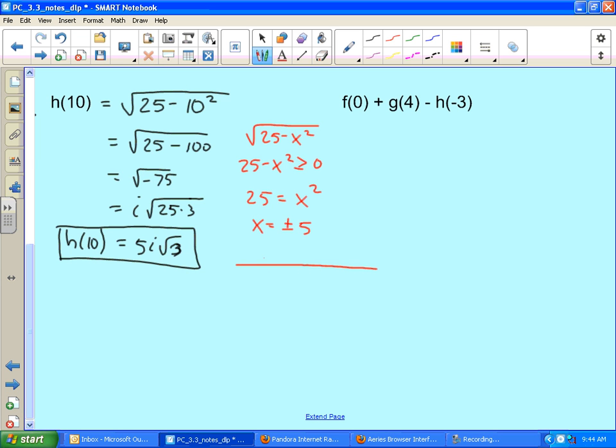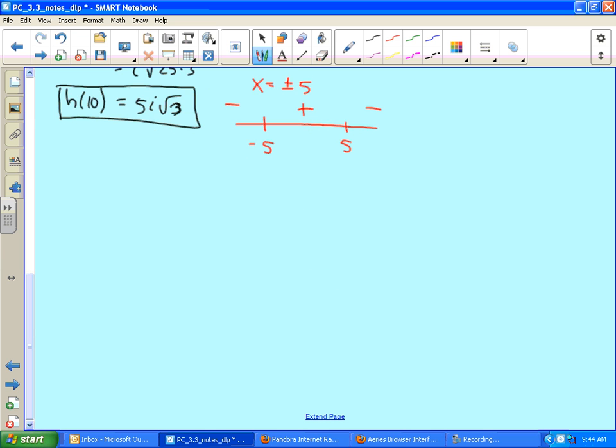Now, we just talked about this in chapter 2. Anytime you have an inequality, you have a sign chart situation. So here I have an inequality that has zeros of negative 5 and 5. I'm looking for positives. So if I plug a negative 6 into this thing, negative 6 squared is 36, and 25 minus 36 makes a negative number. 0 is positive. 6 makes another negative number. So this thing has a graph that is only between negative 5 and 5. This is a half circle. It would look like this.